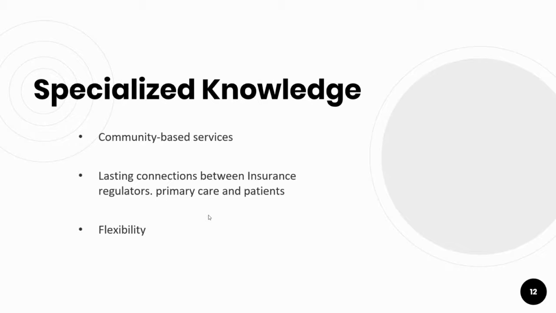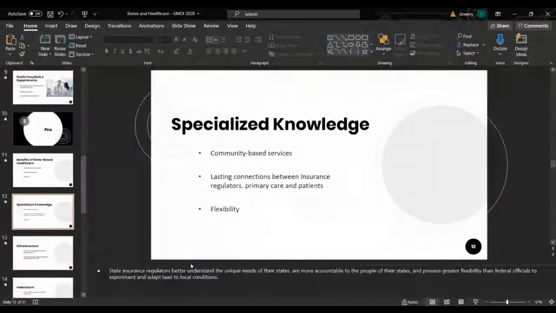All right, so to go into a few specifics. For specialized knowledge, people argue that focusing on state-based healthcare can lead to more community-based approaches. It leads to lasting connections between insurance regulators, the primary care physicians, and the patients. As well, they argue that states can ultimately be a little bit more flexible in how they choose to fund these programs. They argue that state insurance regulators are better equipped to understand the unique needs of their states, are more accountable to the people of their states, and possess greater flexibility than federal officials to experiment and adapt laws to local conditions.